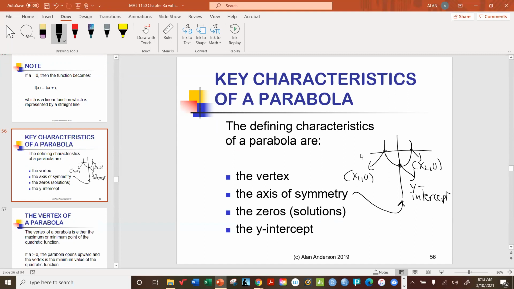And so those are the solutions. X1 and X2 are the solutions. Or again, sometimes they're called zeros because this is where the function equals 0 and the y-intercept would be here. All right, now, so let's see. What we need to be able to do is identify where all of these take place to uniquely characterize our parabola.